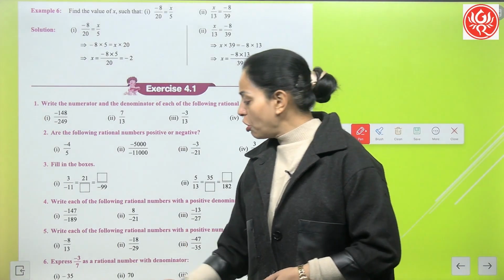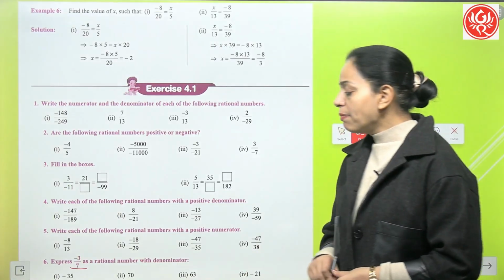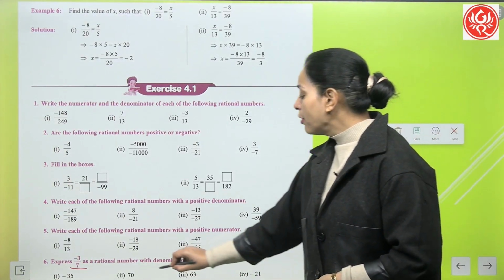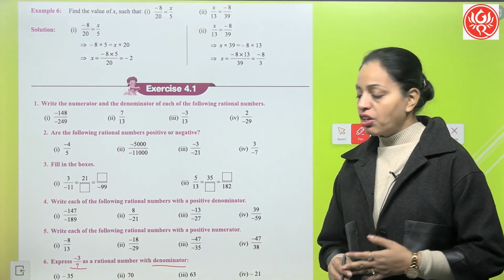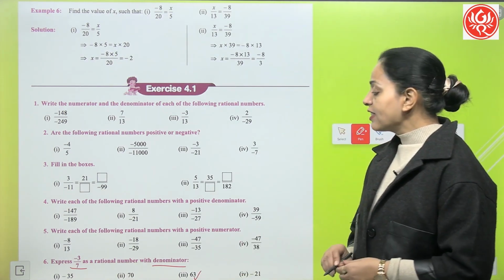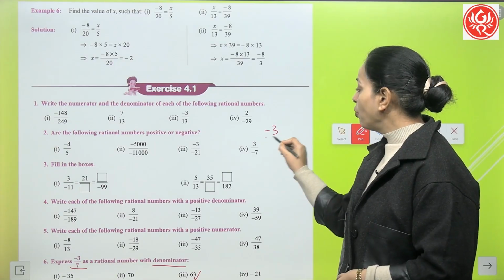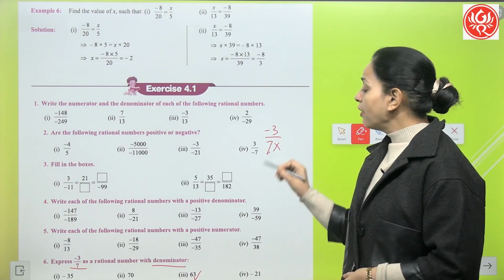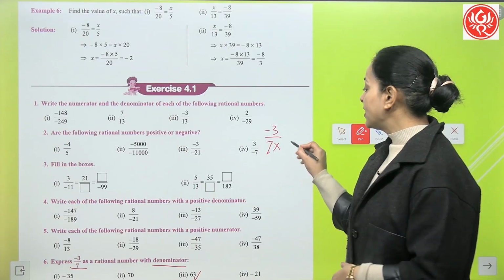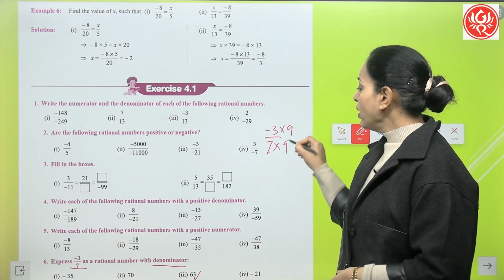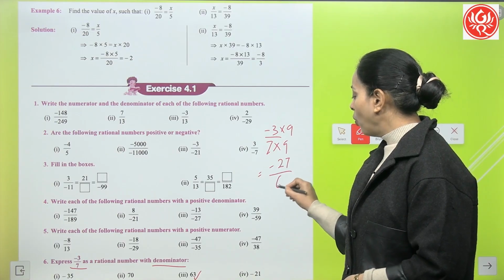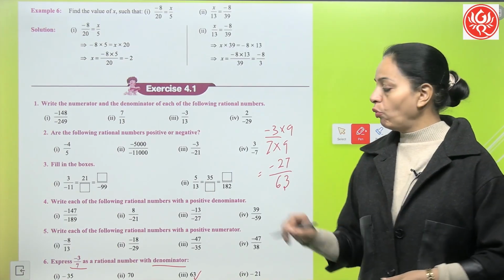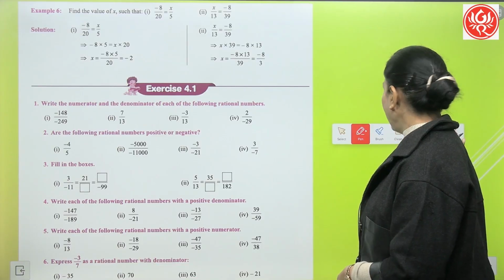Now sixth question, express minus 3 by 7 as a rational number with denominator. हमें denominator change करना है. Third part 63, minus 3 by 7 rational number given है. 7 को 63 कैसे बनाएं? 7 nines are 63. So 3 nines are 27. So answer is minus 27 upon 63. Right? So you can try remaining parts.